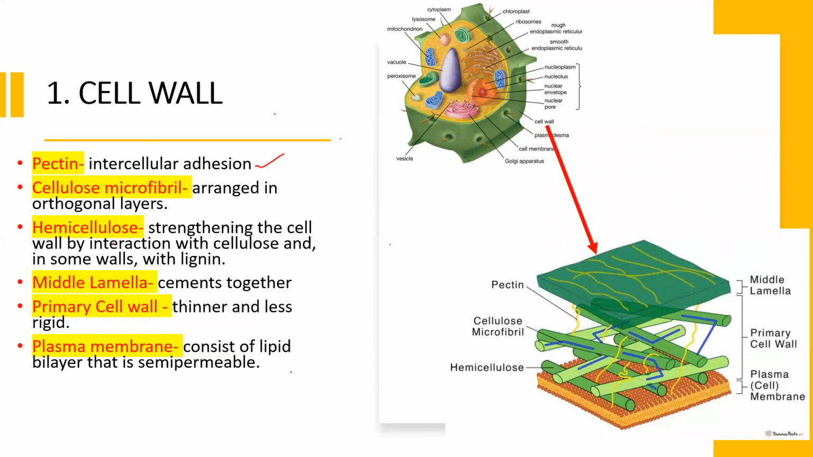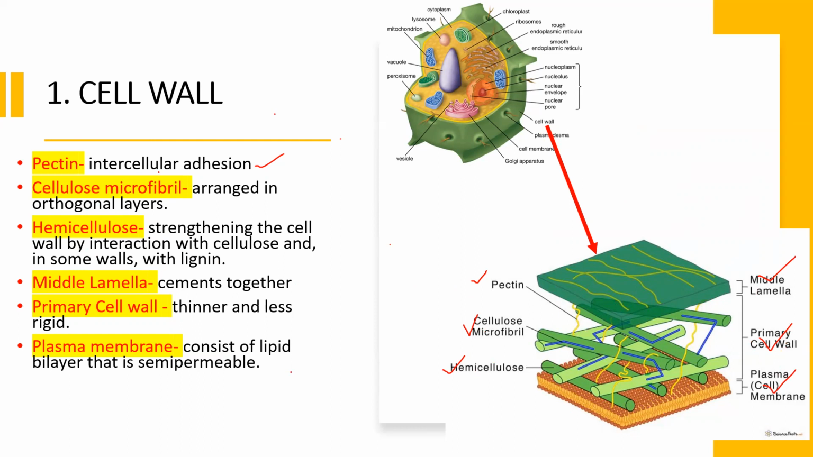Okay? Cell wall. Next, so what are the parts of the cell wall? We have the pectin, the cellulose microfibril, hemicellulose, the middle lamella, primary cell wall, and the plasma membrane. So what do we mean by pectin? So kapag sinabi nating pectin, that is the intercellular adhesion.